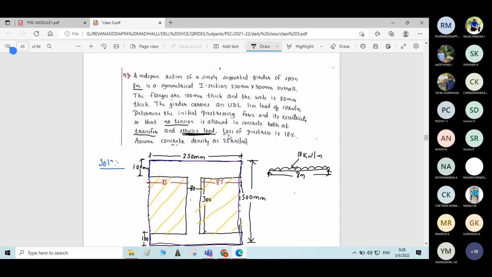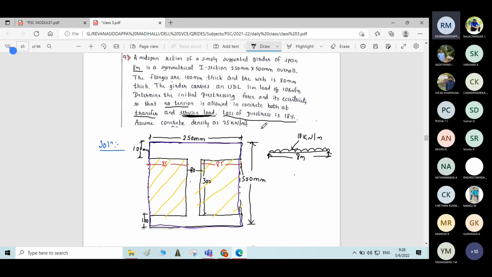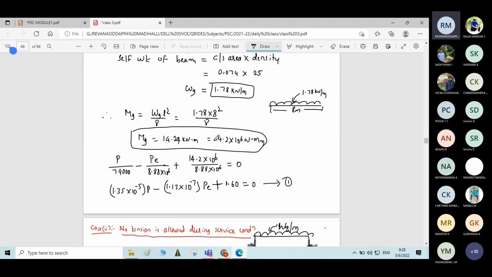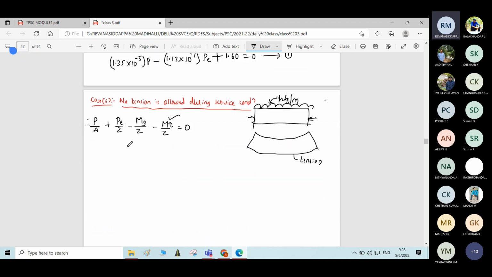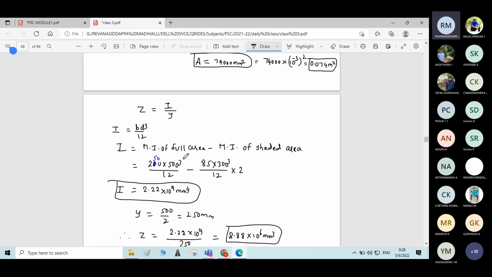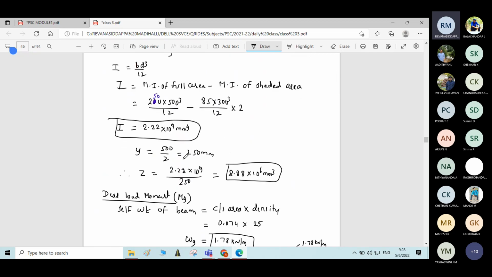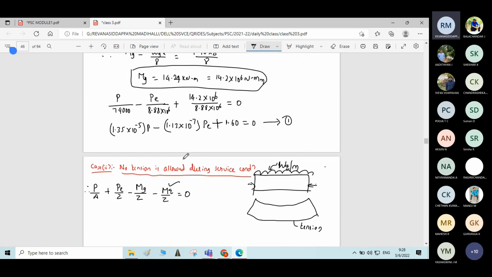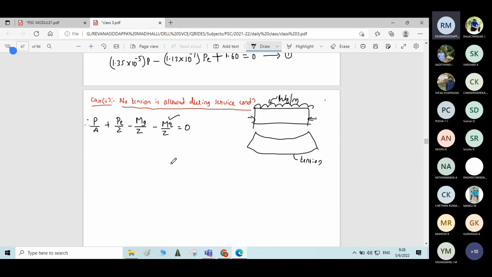Okay, loss of pre-stresses, how much it is given? 18%. Okay, that loss of pre-stress should be considered during the service condition, not in the transfer condition. Transfer condition is just the beginning state of the pre-stressed concrete beam, or beginning state of the pre-stressing. In that case, there won't be any losses. When the beam is put into service, then only we can observe losses of pre-stresses.